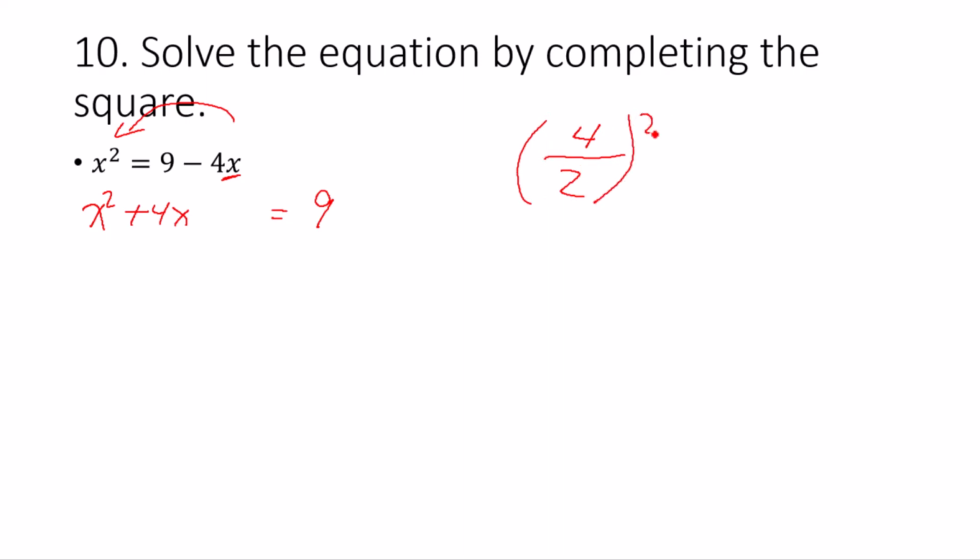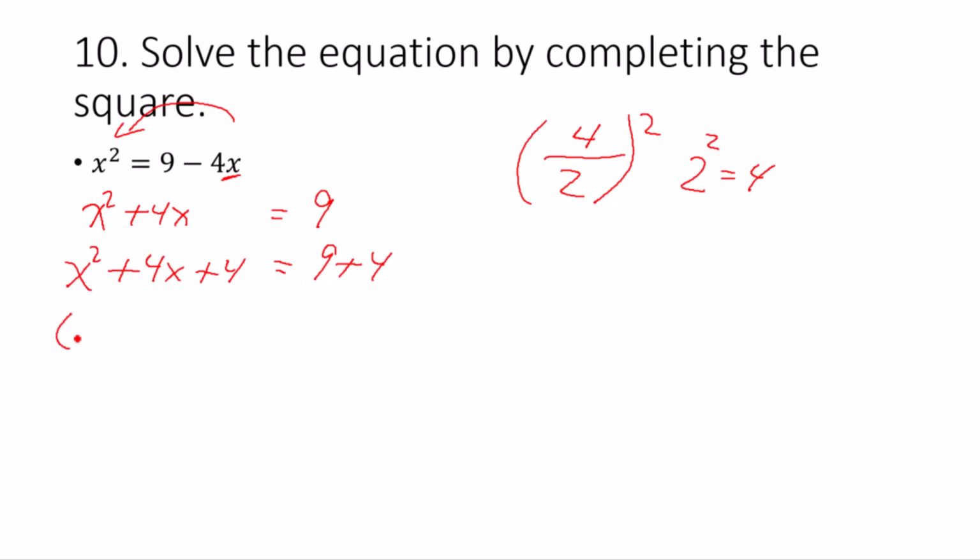Divide by 2, square. So we get 2 from the 4 over 2. We're going to square it. So 4 is going to complete our square. That gives us x squared plus 4x plus 4 completes the square. Since I added 4 to the left, I add 4 to the right as well.